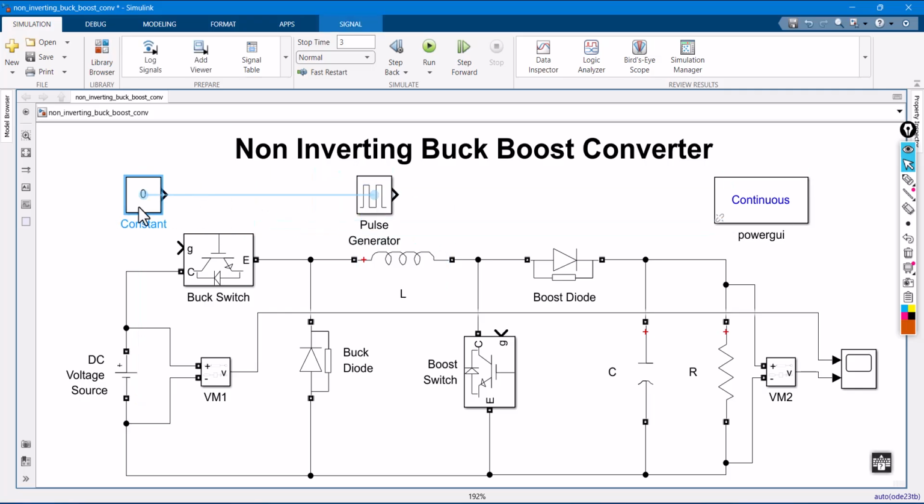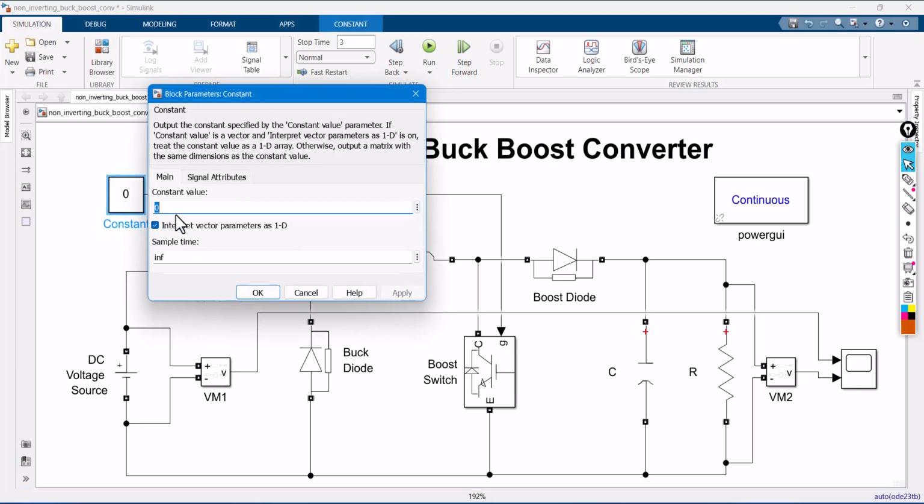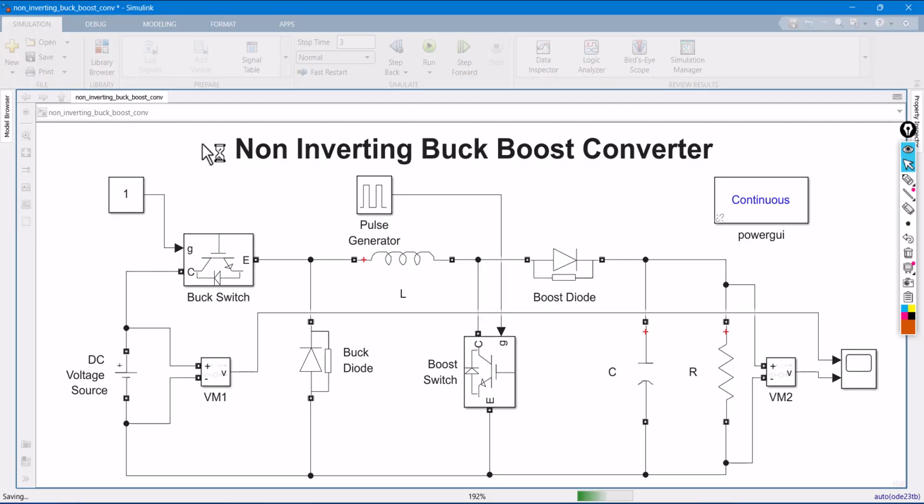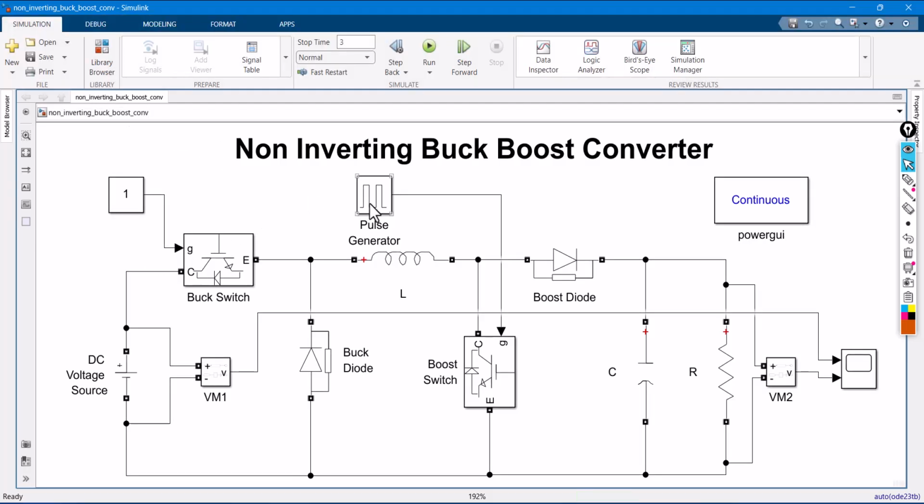Now the boost switch will be controlled by PWM, whereas the buck switch is always in on state. Make sure that this constant is 1. Don't go with 0. The circuit won't work. You can check it out. Save it. Let it be.